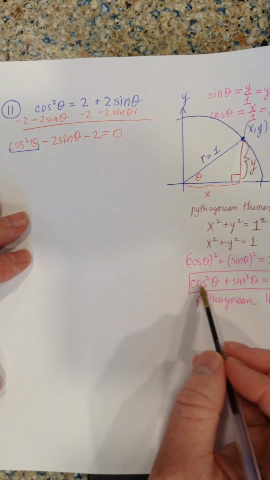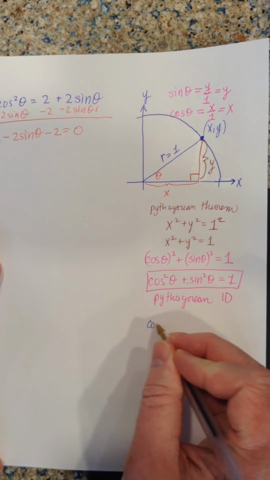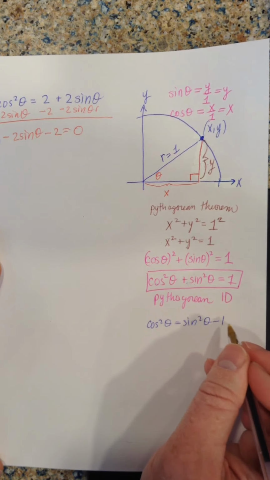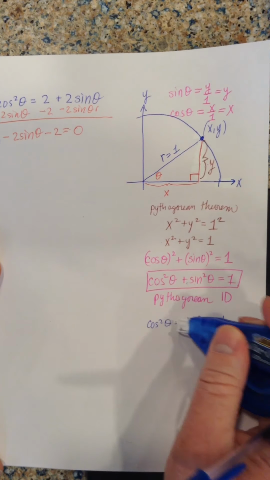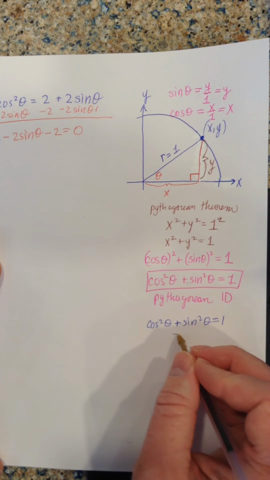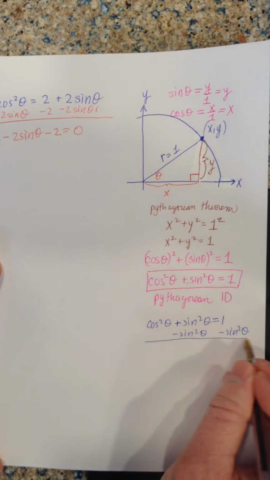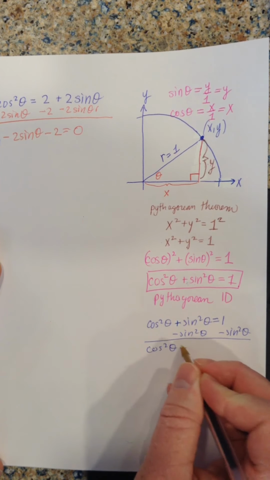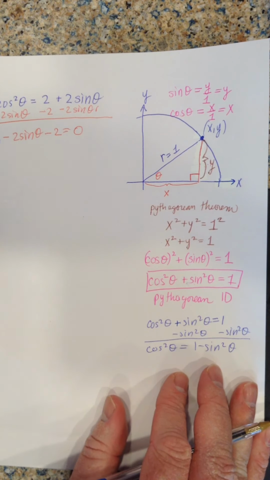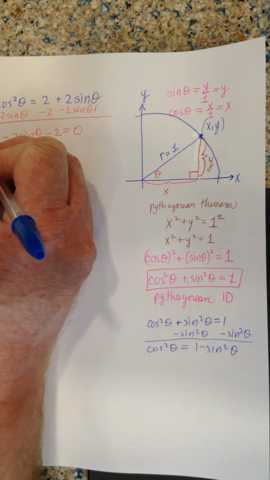Well, it can. If I look at my Pythagorean identity here, cosine squared theta plus sine squared theta equals 1, I could subtract sine squared theta from each side of my equation and get cosine squared theta equals 1 minus sine squared theta. Okay, so I can replace this cosine squared theta with 1 minus sine squared theta.